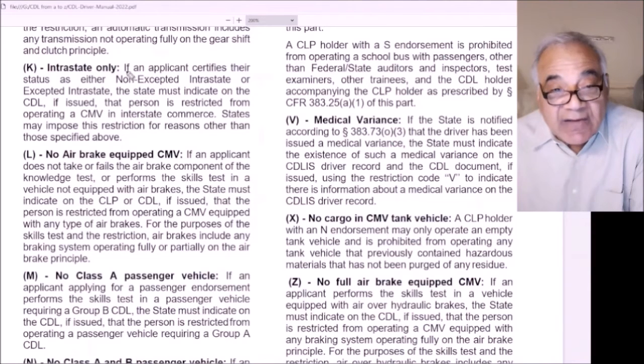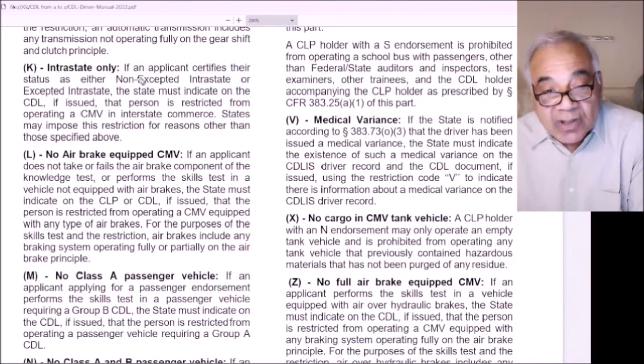Intrastate restriction: if an applicant certifies their status as either non-exempt intrastate or exempted intrastate, the state must indicate. Intrastate means you can only drive commercially in the state.